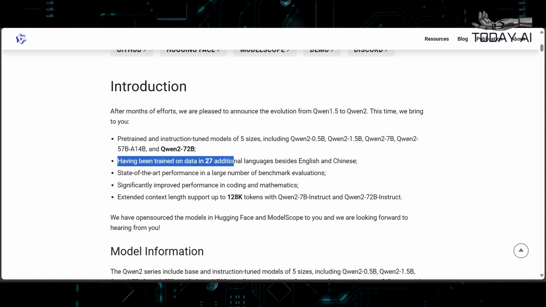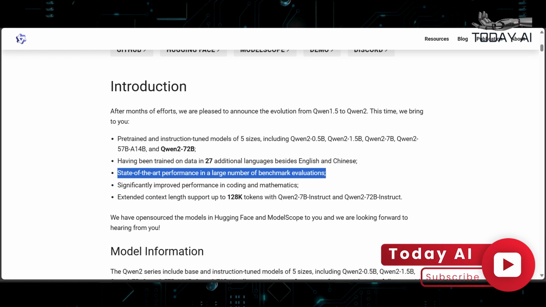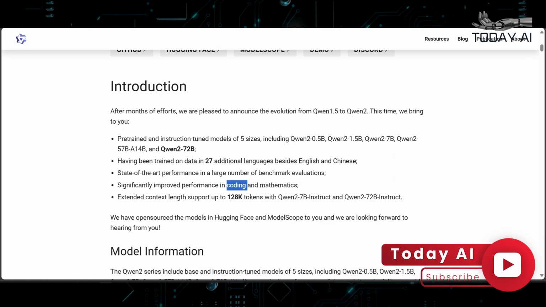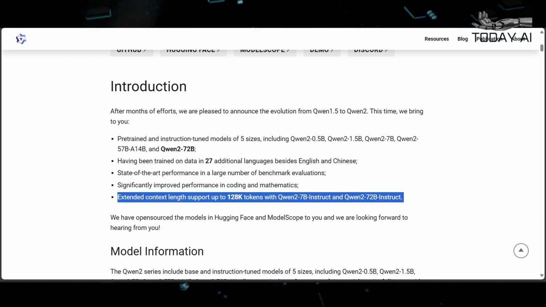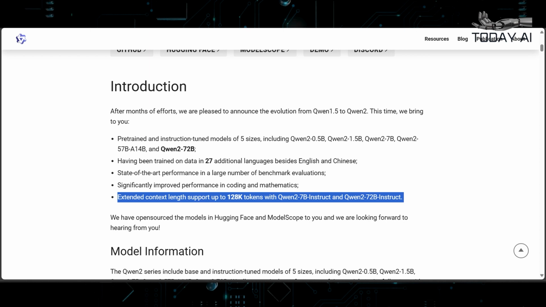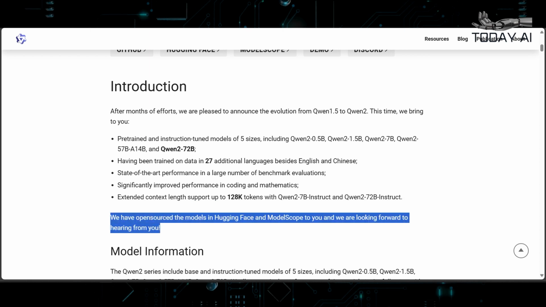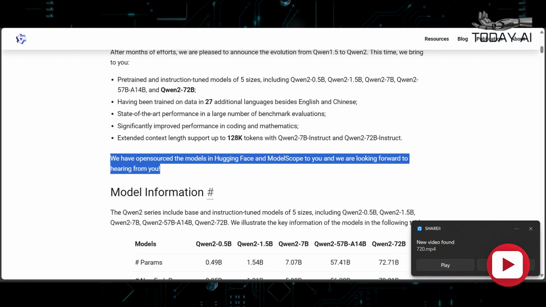Having been trained on data in 27 additional languages besides English and Chinese, state-of-the-art performance in a large number of benchmark evaluations, significantly improved performance in coding and mathematics, extended context length support up to 128K tokens with Qwen 2-7b-Instruct and Qwen 2-72b-Instruct. We have open-sourced the models in Hugging Face and Model Scope to you, and we are looking forward to hearing from you.